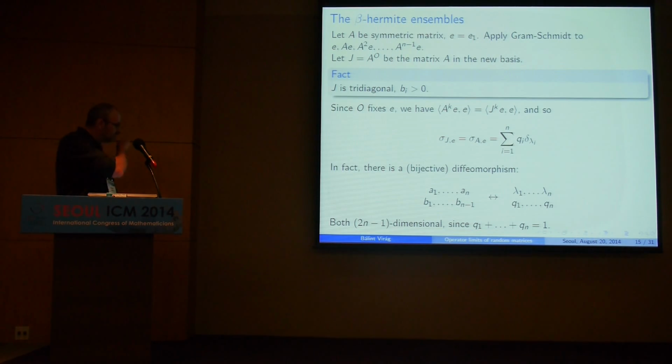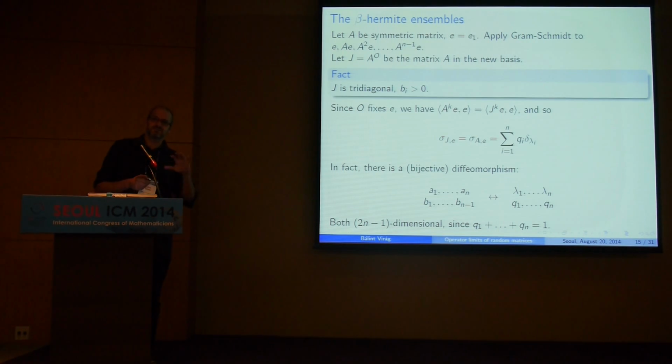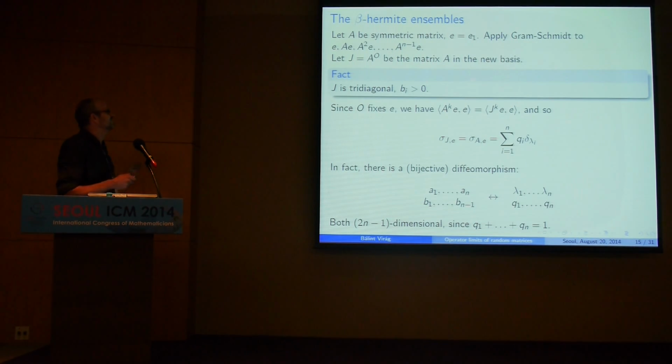Now, I want to introduce this beta Hermite ensemble. So I'm going to go to the second picture. I'm going to tell you about this tridiagonalization that we did from a completely different point of view, but it's going to be actually the same thing. So you won't really recognize it, but it's pretty much the same.